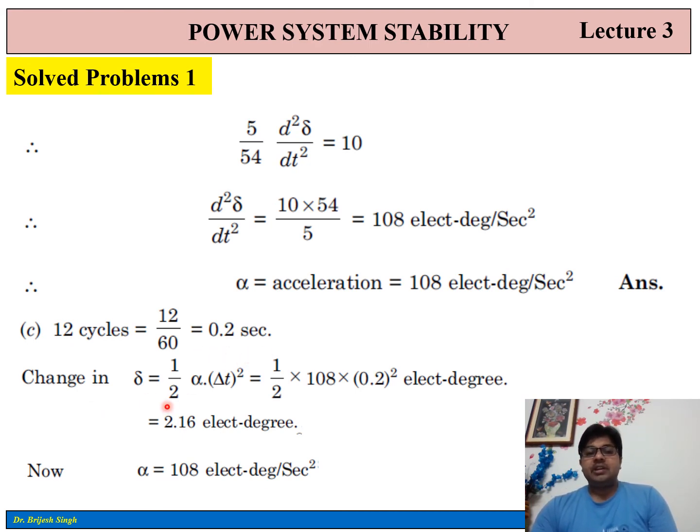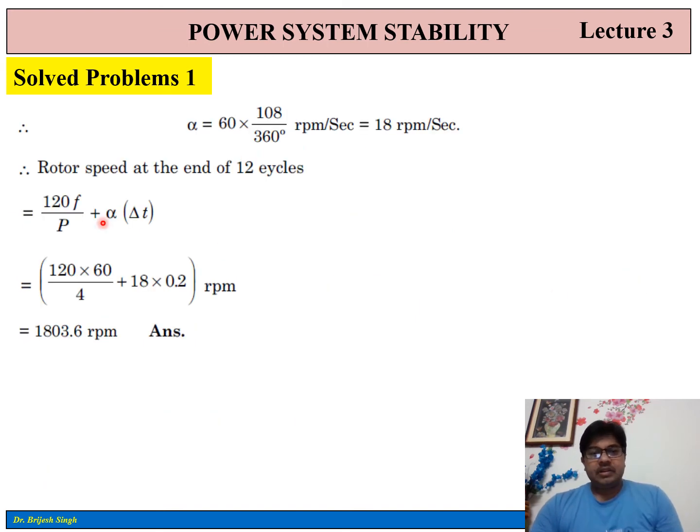So change in delta is half alpha delta t square. So half into the alpha value from here, and t square is this one. So you will get alpha equal to 108 electrical degree per second square. So total load angle will be 2.16 electrical degree. So we can easily get the value of delta.